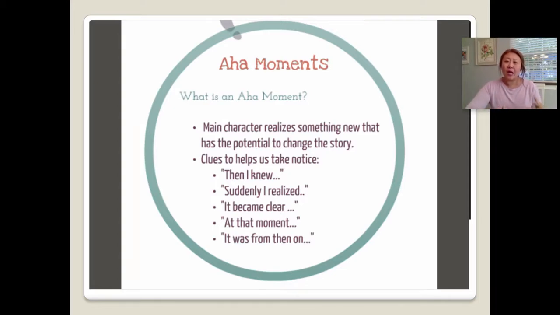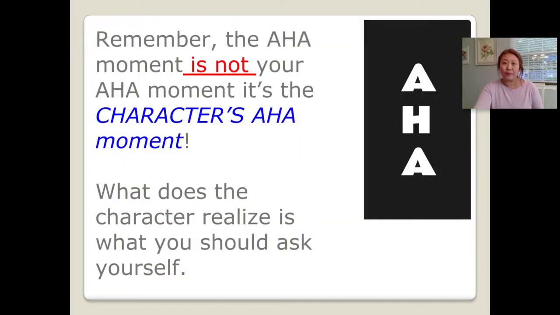And so the clues that help us take notice of that are things like, then I knew, or these are things that the author will drop in the text. Suddenly I realized, oh, it became clear at that moment. It was from then on, right? So those are all aha moment clues. So take notice of those kind of sentence starters, all right?